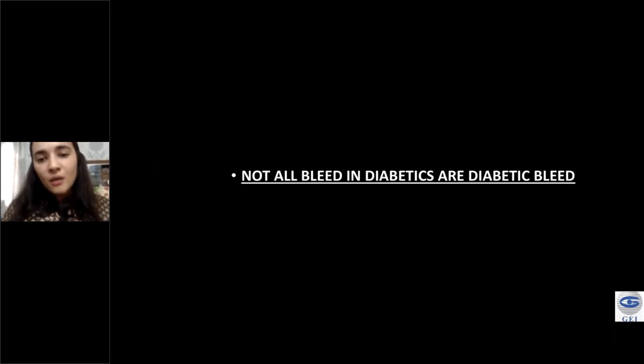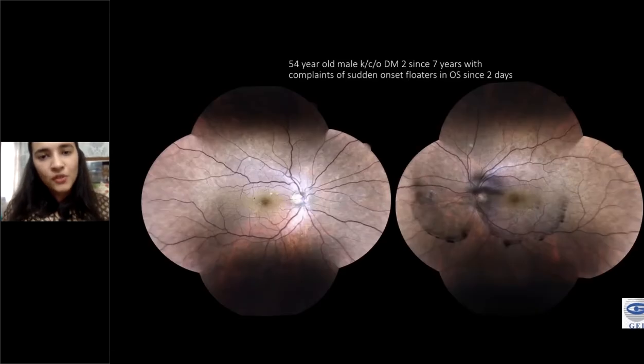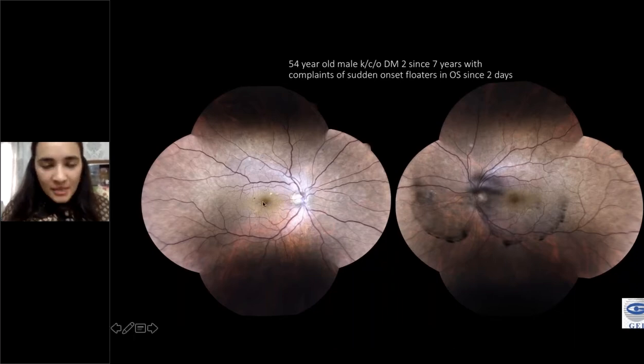The last one, be careful, not all bleeds in diabetics are diabetic bleeds. This was a 54-year-old with diabetes for 7 years, fairly okay control. If you are careful, you can see all these mild changes of diabetic retinopathy, including dot blot hemorrhages, a few hard exudates in both eyes, and a few cotton wool spots. He came with a complaint of sudden onset of floaters in the left eye. You can see all these beautiful hemorrhages, pre-retinal hemorrhages in the vitreous in the left eye.